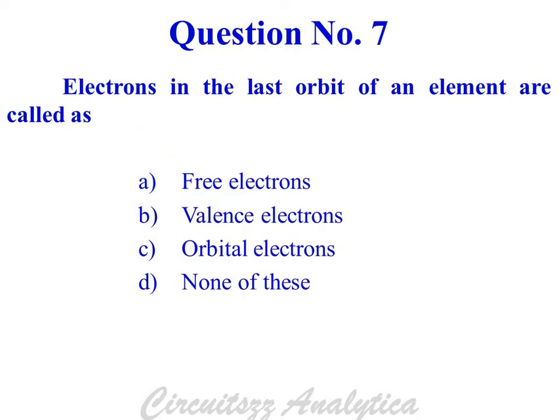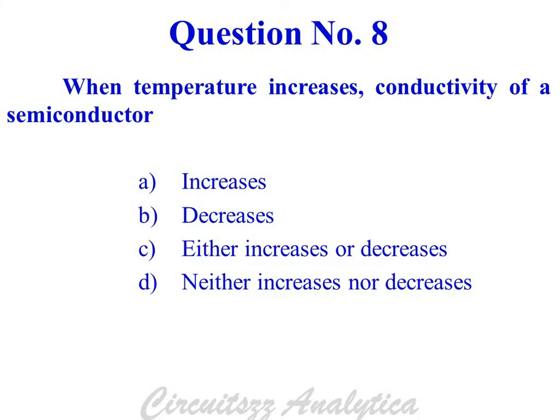Electrons in the last orbit of an element are called as valence electrons. When temperature increases, conductivity of a semiconductor increases.